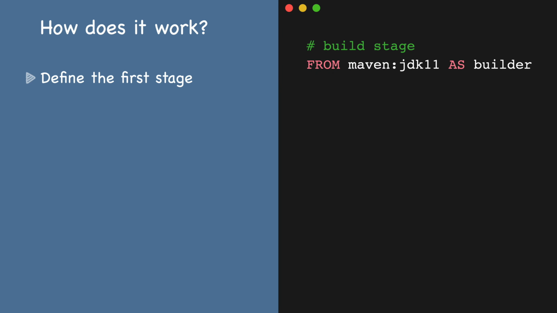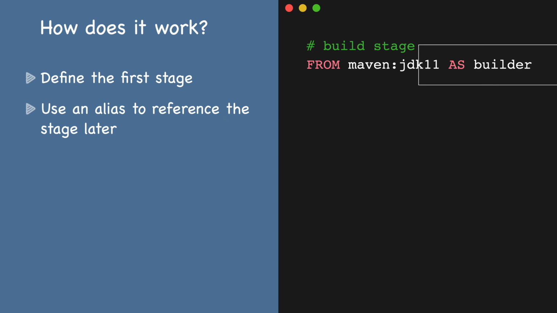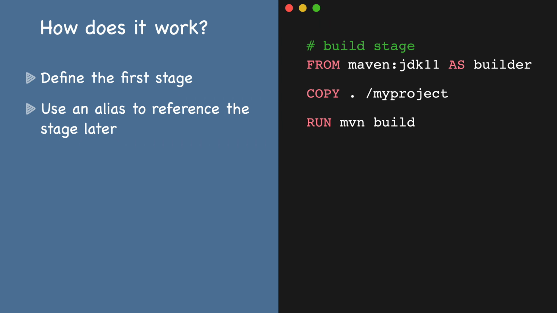Let's say that we need to build a Java application and we want to take advantage of multistage builds. We define the first stage FROM a Maven container with JDK11. And we can use the AS keyword to assign an alias to this build stage. An alias will help us reference this stage later on in the Dockerfile. Then we copy the application source code and run the Maven build. This first image we created now contains a lot of additional data we don't need to run the application, like Maven, the JDK, and the source code.